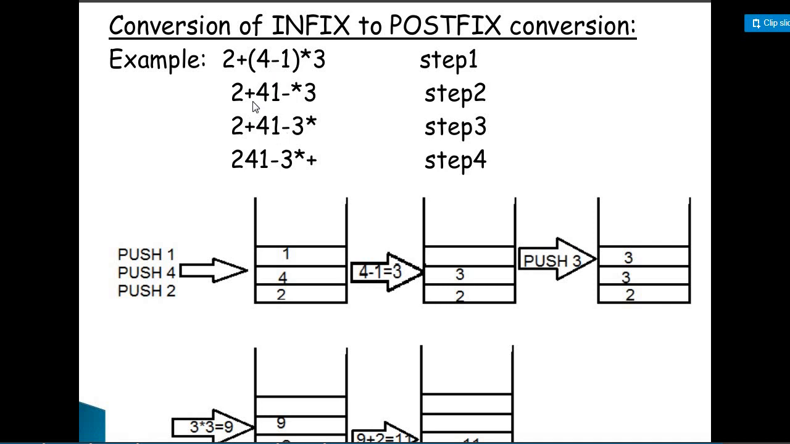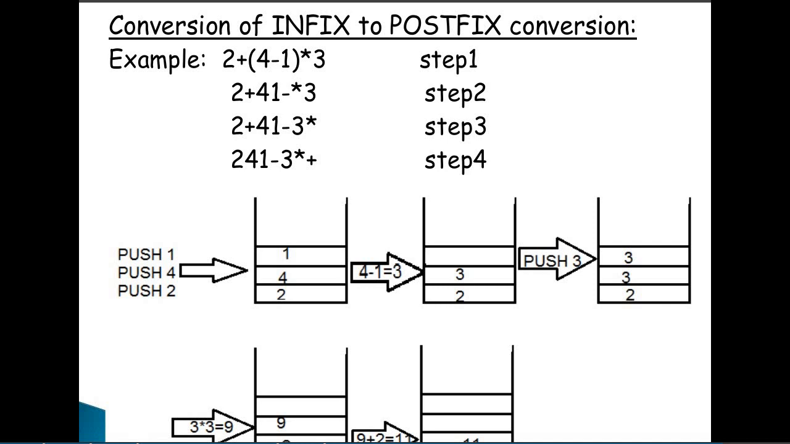After that you just multiply, so this multiplication symbol will come last for this part, and finally there is the addition of these two values. So this addition will again come last. This is the final answer: 2 4 1 minus 3 multiplication and plus. You can see the entire process shown here in the stack, one by one.